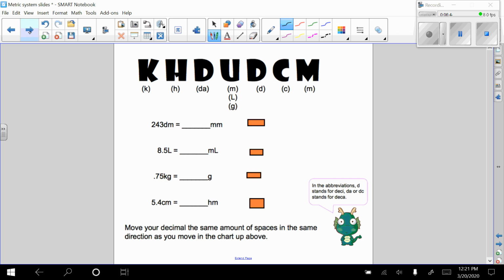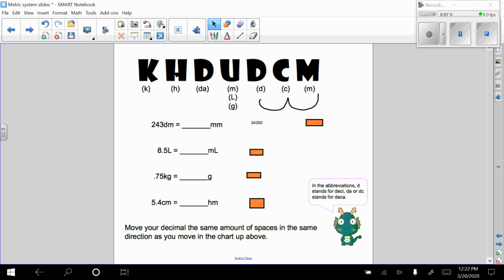Let's try again. Remember these abbreviations, and they will help you. Look under the letters that tell you. And remember, we have deca and deci. Deca is DA and deci is just a D. Going from decimeters to millimeters, that means I'm starting at the decimeters and going to millimeters. I'm going 1, 2 spots. If I go 2 spots to the right, what do I get? You try it and see if you come up with what I came up with. I came up with 24,300.